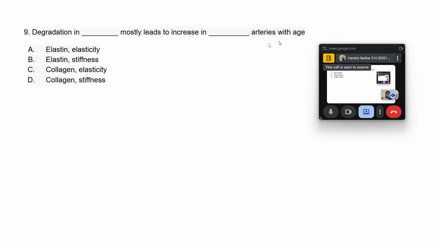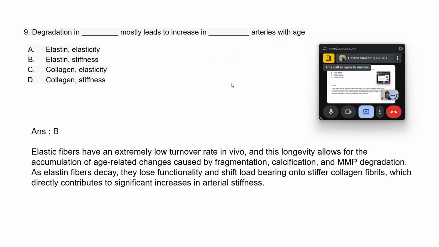So the correct answer is degradation in elastin leads to increase in stiffness with age. We know as we age, if we look at elderly people, their activities are very slow. If they want to walk, they will walk slowly because their arteries become more stiff, since they are made up of smooth muscle, right? So it becomes more stiff with increasing age. That is due to the loss of elastin.